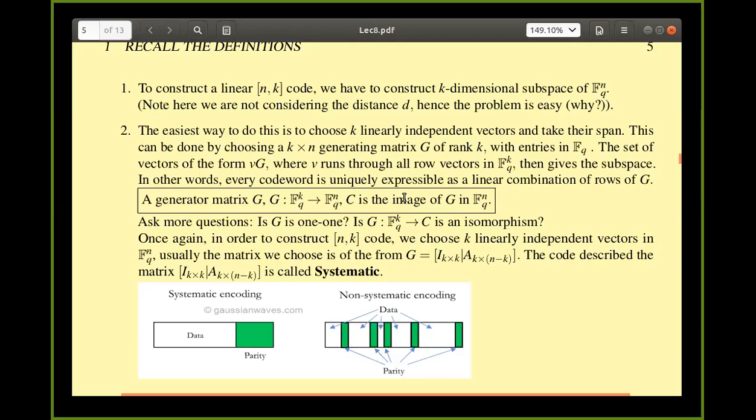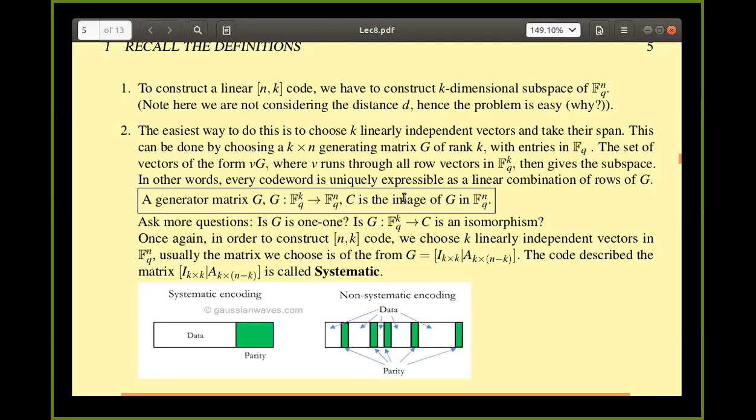So to construct a linear [n,k] code, we have to construct a k-dimensional subspace of Fq power n. I told this in the previous class, but I'm repeating. Note that here we are not considering the distance d at all. Hence the problem is easy. For example, I want to construct a linear [n,k] code. In order to construct an [n,k] code without considering the distance, I do not worry about the distance, and then it is very easy to construct the code.